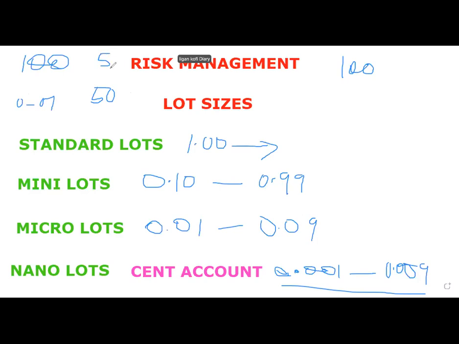So in a month, that is 4 weeks, you'll be making $20. So before the month ends, your $100 is no more $100. It's $120 now because you have made $20 as profit. And $20 profit is 20%. That is 20% profit on your $100.